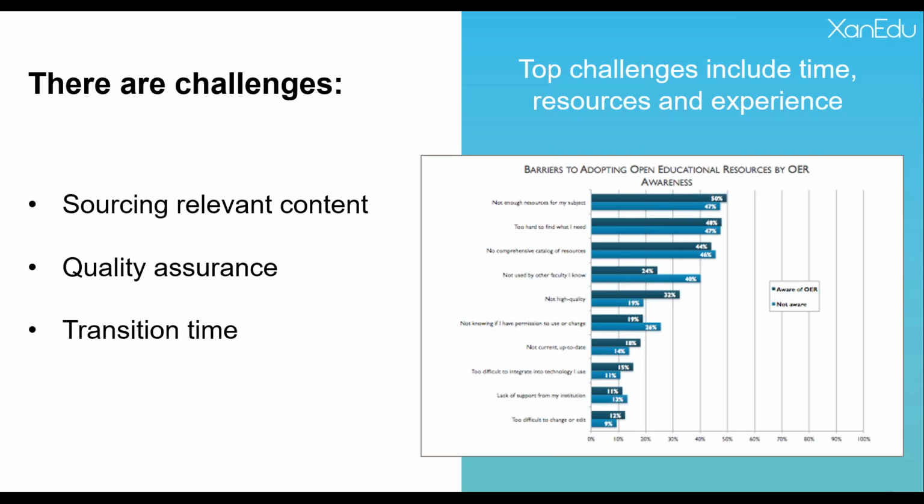The first piece is sourcing relevant content. There's a lot of stuff out there. It's all over the place. It's not really centralized. So the time that it could take to find that relevant content can really be a challenge. And then of course, quality.